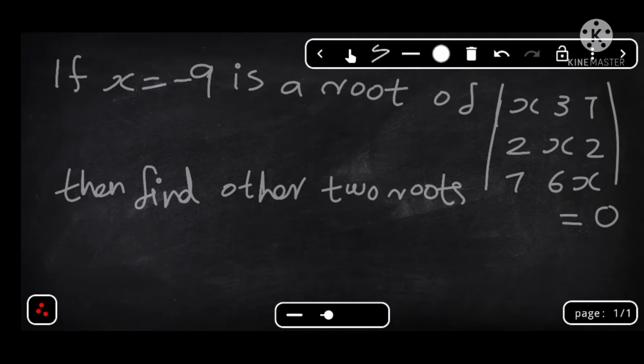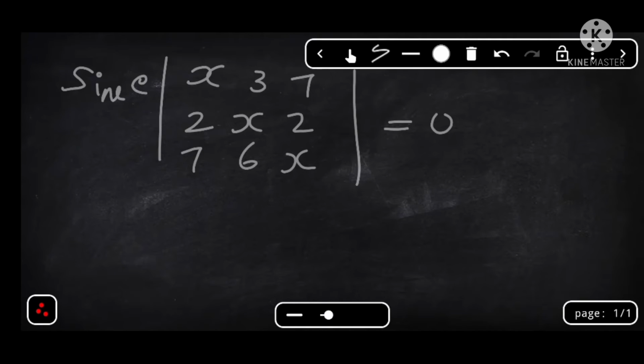So let's begin. If x equals minus 9 is a root of this given determinant, then find the other roots, and the value of this determinant is 0. Okay, so let's find out. So this is our determinant. Since this determinant is equal to 0, we can just expand along R1. Okay, so we'll just find out the determinant.